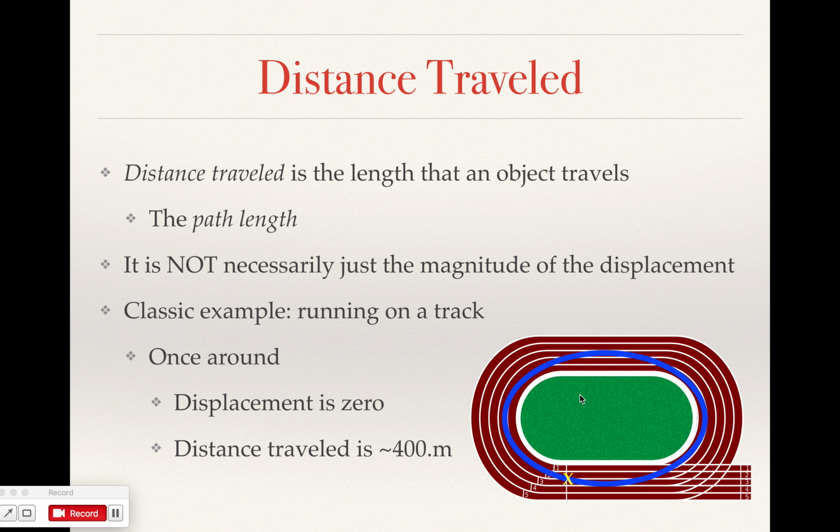Now something slightly confusing, this idea of distance traveled. Distance traveled is the total length or the total distance that an object moves, or you could think of it as the path length. Now this gets a little bit tricky because it's not necessarily just the magnitude of the displacement. Remember, the displacement was our final position minus the initial position.